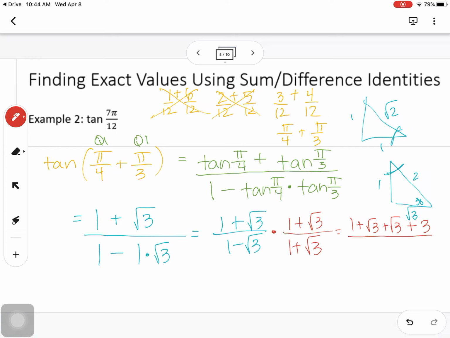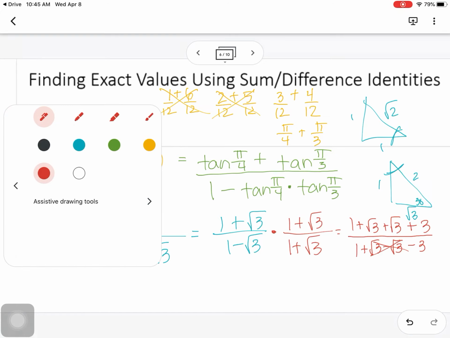On the bottom, 1 times 1 is 1. 1 times root 3 is root 3. Negative root 3 times 1 is negative root 3. And negative root 3 times root 3 gives you minus 3. What's super important with these conjugates is that the middle terms should cancel, which is what gets rid of the radical in the denominator. So do make sure that happens, otherwise you probably multiplied by the wrong thing.